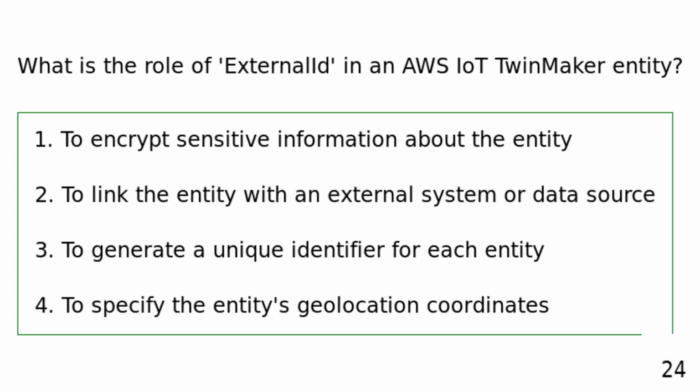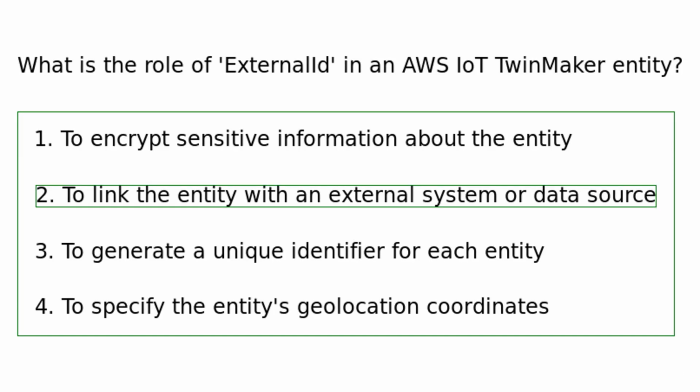What is the role of external ID in an AWS IoT TwinMaker entity? To encrypt sensitive information about the entity. To link the entity with an external system or data source. To generate a unique identifier for each entity. To specify the entity's geolocation coordinates. The external ID in an AWS IoT TwinMaker entity is used to link the entity with an external system or data source, facilitating data integration and synchronization between the digital twin and other platforms.